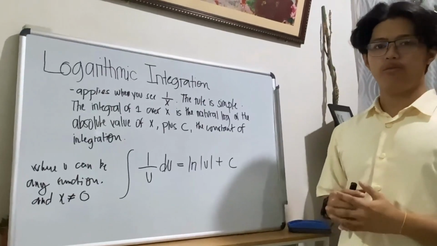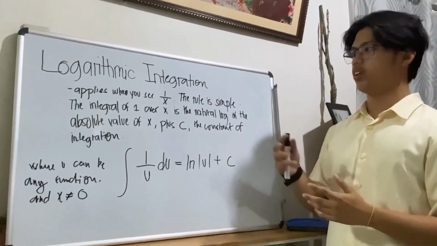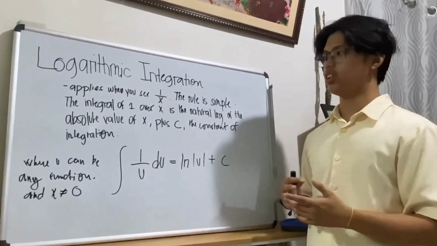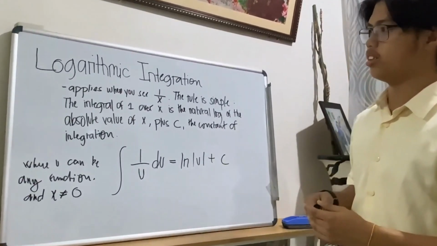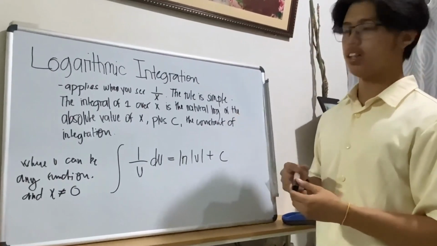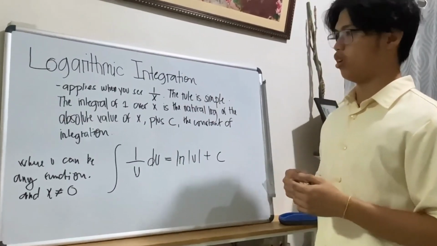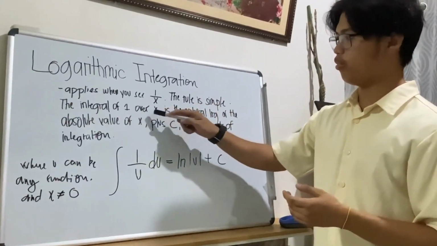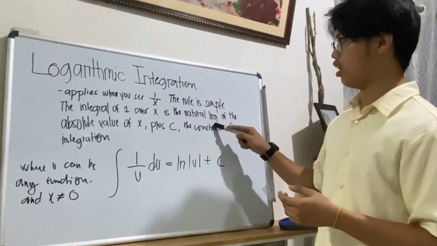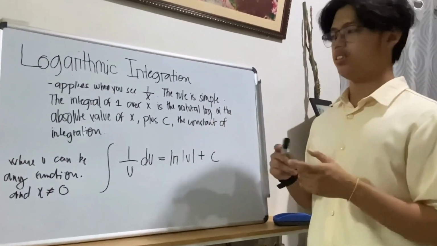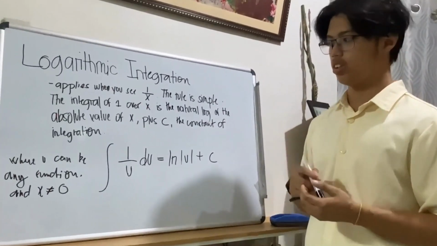So, our first topic is logarithmic integration. What is logarithmic integration? Logarithmic integration applies when you see a function 1 over x. The rule is simple. The integral of 1 over x is the natural log of the absolute value of x plus c, where c is the constant of integration.